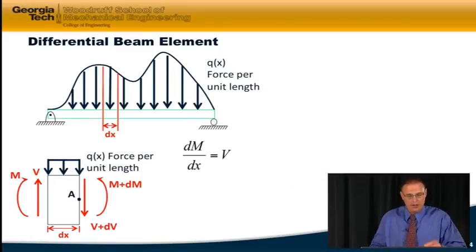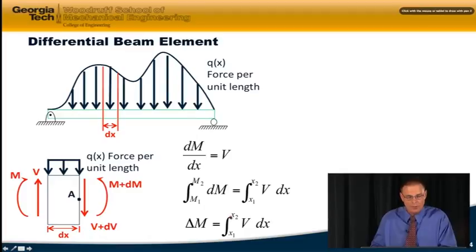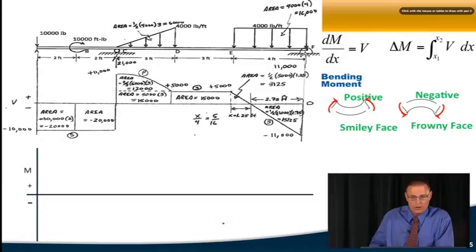We can take that relationship then and again integrate between 2 points on the beam. And when you do that, you find that the change in moment between 2 points of the beam is equal to the area under the shear curve, in this case, as we integrate between those same 2 points. And so in words, again, the change of the bending moment between 2 points equals the area under the shear force curve.